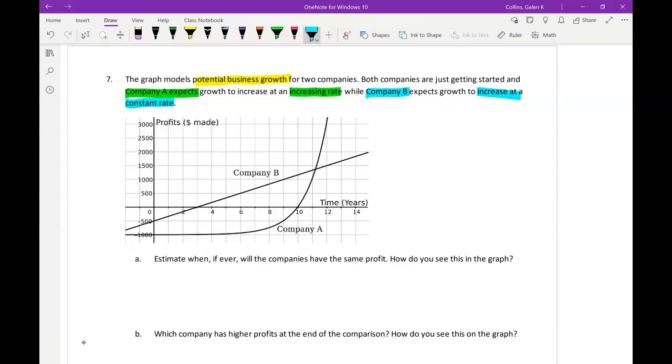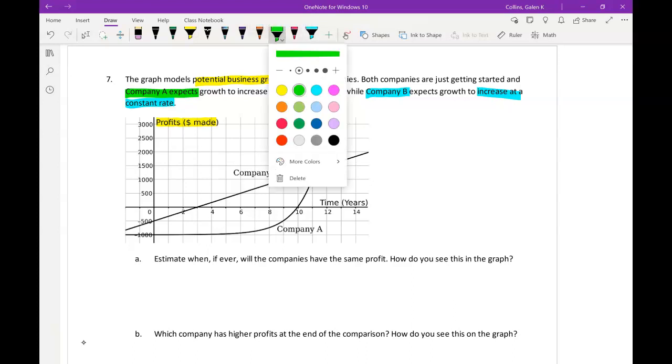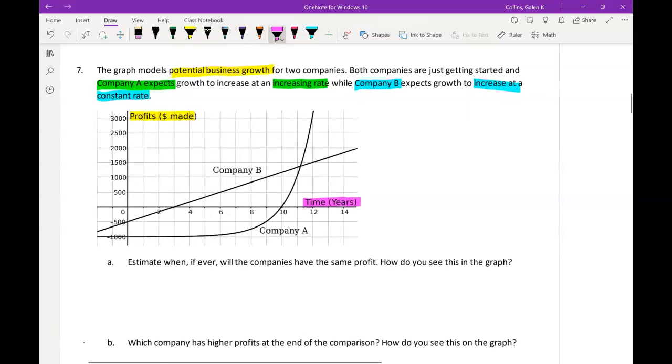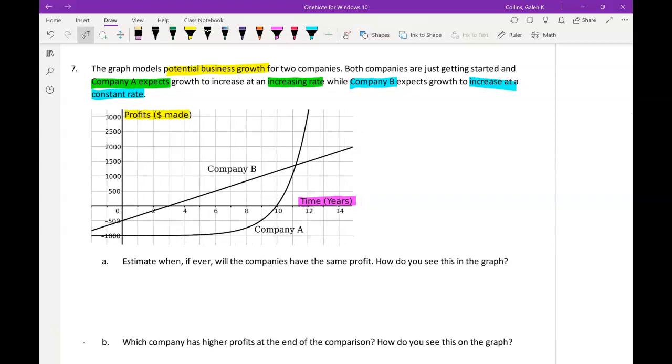So when we look at the graph, the y-axis is profits in the amount of money, so dollars made, and the x-axis is labeled with time in years. So we want to keep that in mind. All right, so the graph of company A, we could see looks exponential. And that is what happens if their profit is growing at an increasing rate as opposed to a constant rate of change. That indicates exponential growth.